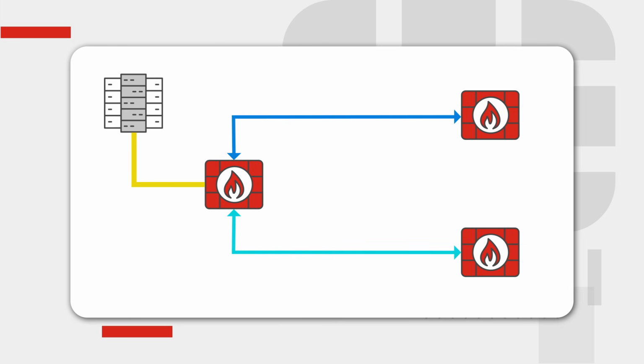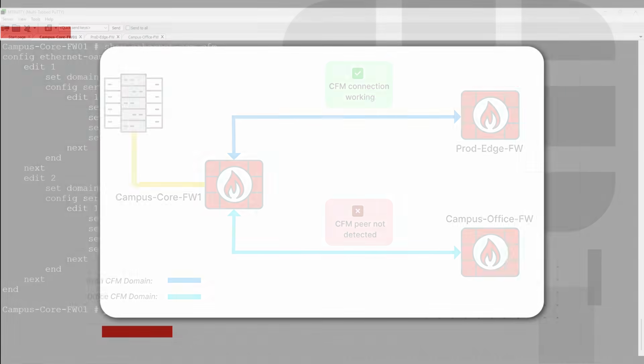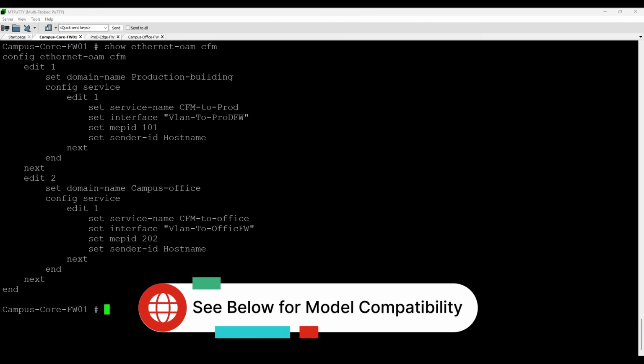Devices within the same CFM domain and same service level can communicate with one another, as we can see here. The core firewall has two CFM domains, one connecting it to the production edge firewall and another connecting it to the office firewall. The core firewall can communicate with both devices. In this example, we use 3 FortiGate devices to demonstrate a scenario in which communication between the core firewall and the production edge firewall is working normally, while the CFM connection between the core firewall and the office firewall has failed. Here is the CFM configuration on the core FortiGate.